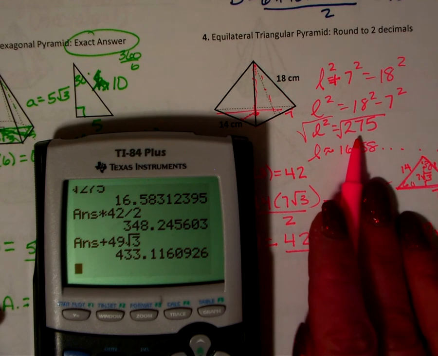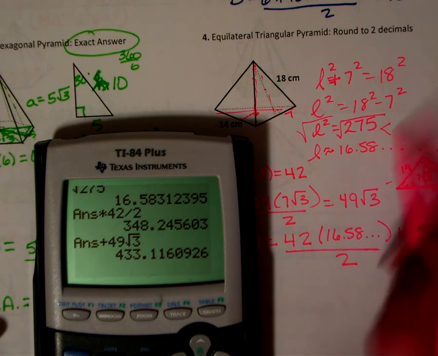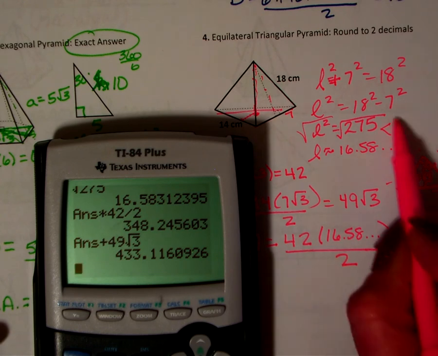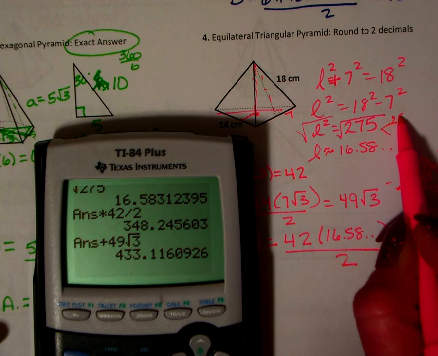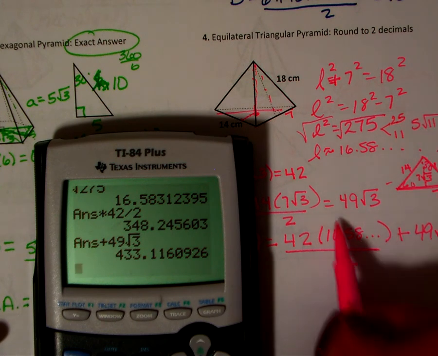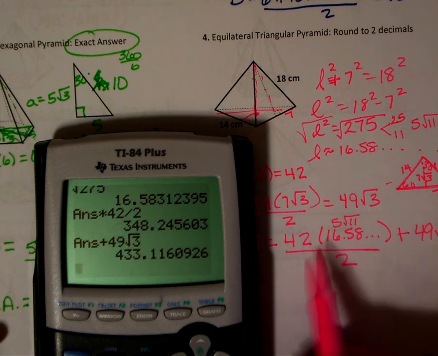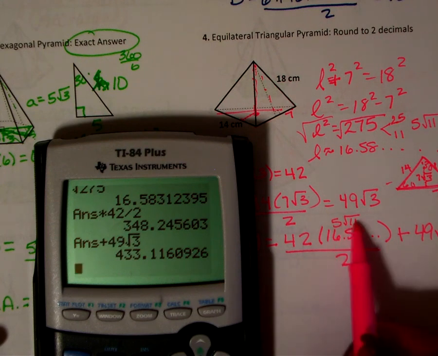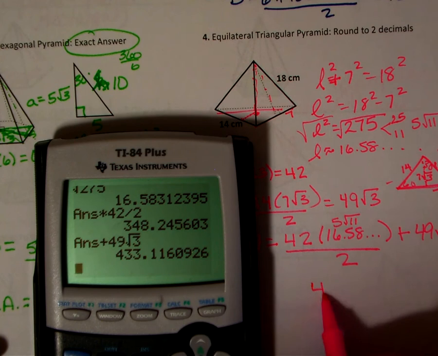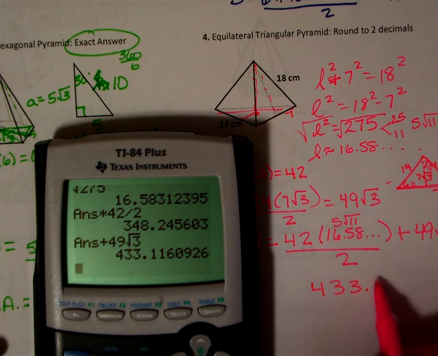If you wanted to simplify the square root of 275 doing your factor tree, you could have done that as well, so that you could just enter it in. It would be 25 times 11, so 5 square root of 11. So you do 42 times 5 square root of 11. Make sure that you divide by 2 outside the radical, then plus 49 square root of 3. So final answer of 433.12 centimeters squared.